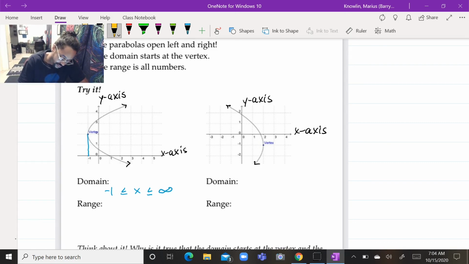Okay, now let's look at the range. The range is already told us that it's all real numbers. Everything in between negative infinity and positive infinity. Negative infinity to positive infinity.